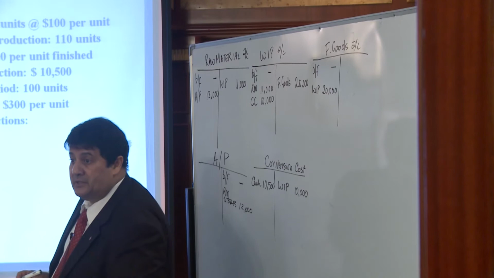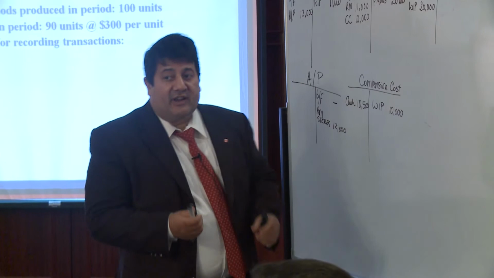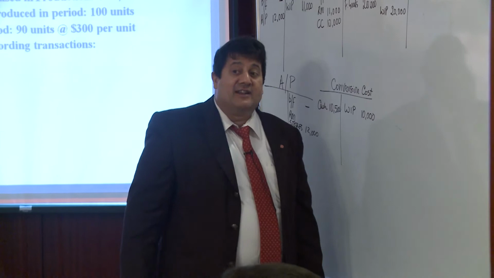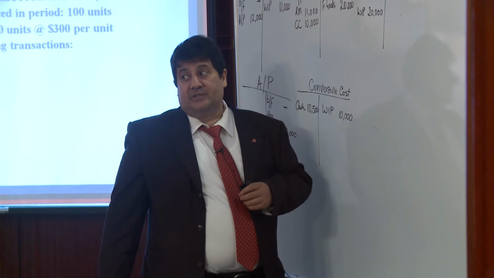Okay, any questions? Right. Conversion cost is 10,500 and we produce 100. Yeah, but we only recognize the conversion cost at standard cost of $100 a unit. So there's 500 that we haven't allocated. That will be under applied overhead. Okay? Any other questions? Right, so then you're told that you sold 90.